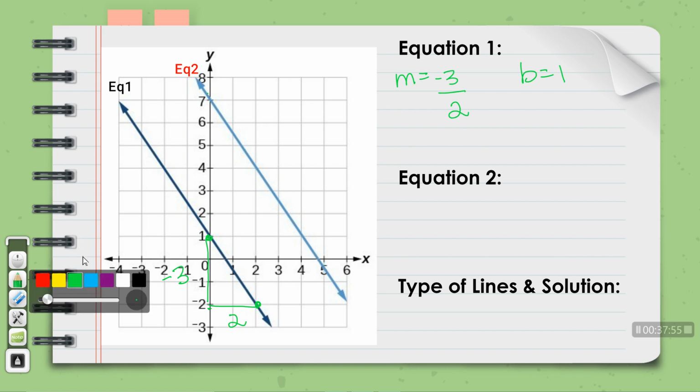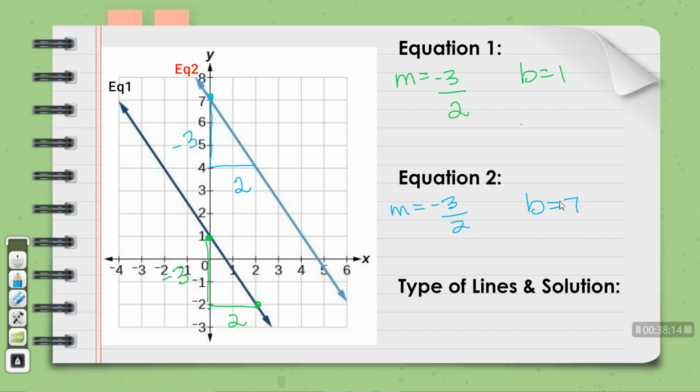Let me do the blue one now. The equation line 2. It intersects up here at positive 7. So B equals 7. And this one goes down 1, 2, 3, right 2. So negative 3, positive 2. All right, so same slopes, different starting points. So let's write those equations. So this one would be y equals negative 3/2 x plus 7. And this one would be y equals negative 3/2 x plus 1. They had different starting points.